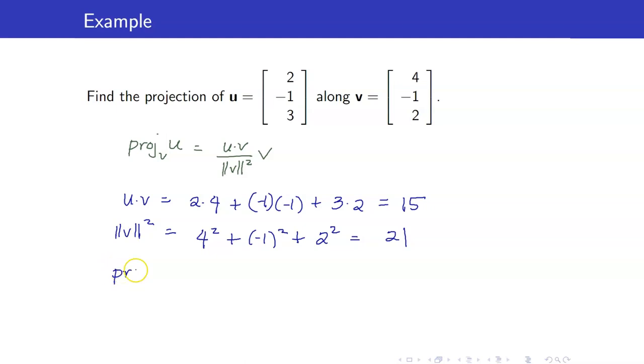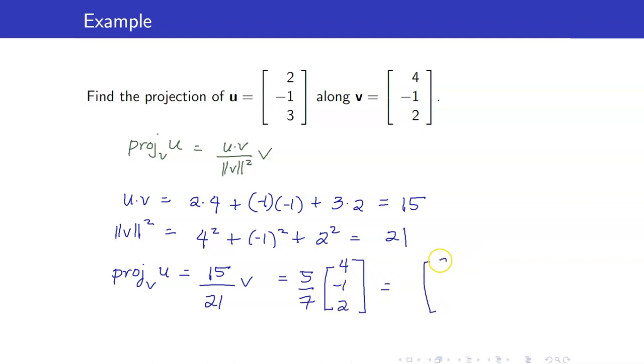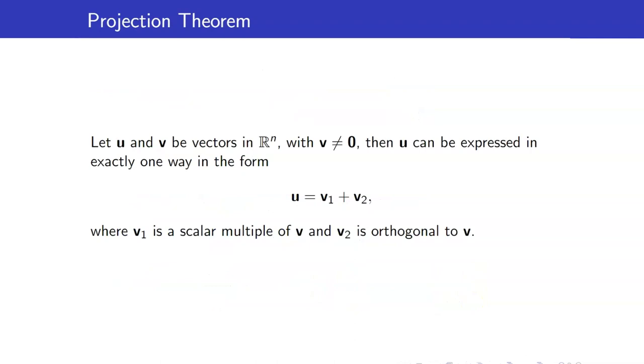And therefore, the projection of U along V is U dot V, 15, all over 21, times the vector V. 15 over 21 is 5 over 7 times V, 4, negative 1, 2. You can leave it as that, or you can also write it as 20 over 7, negative 5 over 7, 10 over 7.